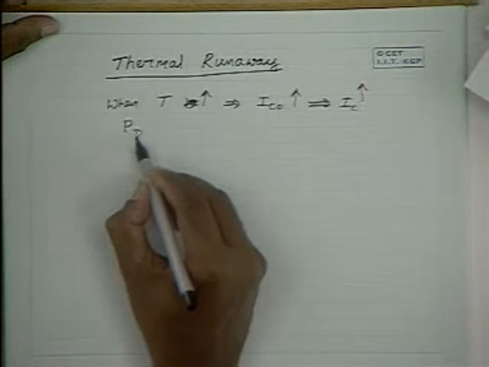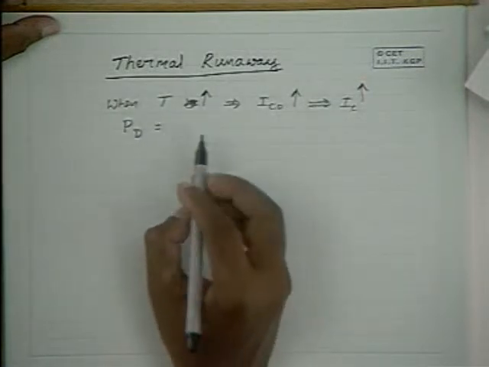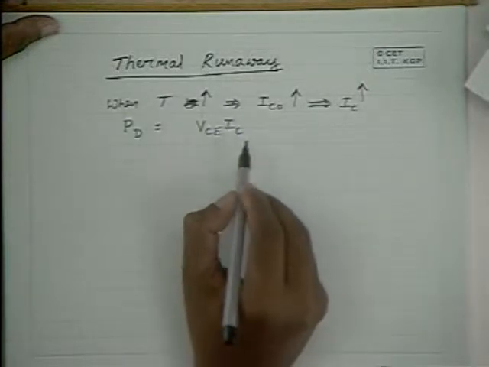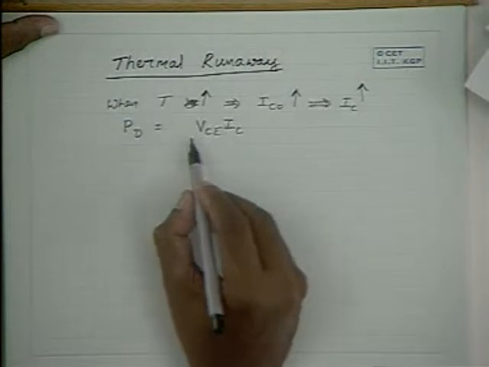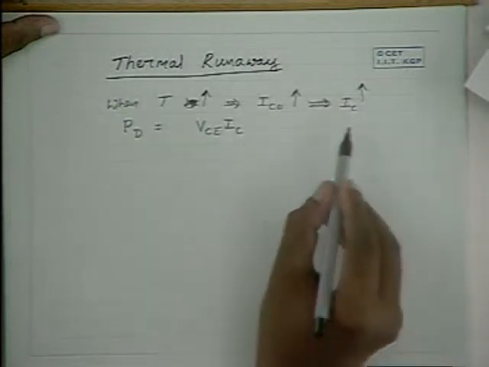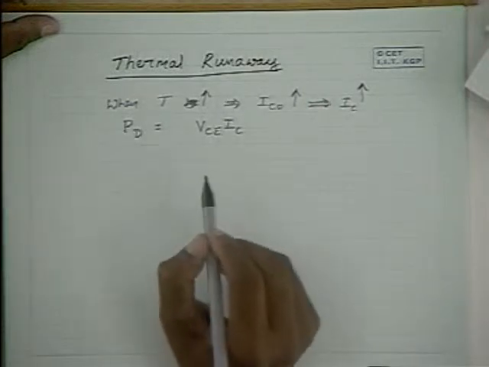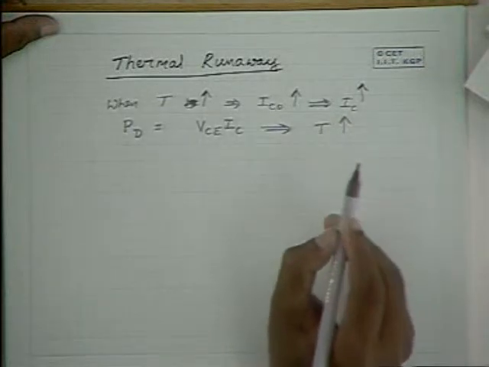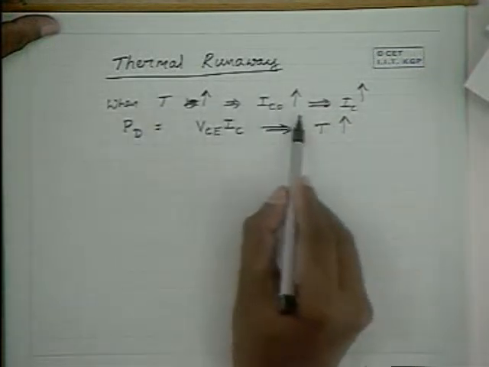And when IC rises, the power dissipation in the transistor rises, because power dissipation in the transistor is approximately equal to VC into IC itself, because VB into IB is negligibly small. When IC rises, the power dissipation may rise. And when the power dissipation rises in the collector junction, this also results in an increase in the temperature. And when temperature rises again, IC naught rises and IC rises.